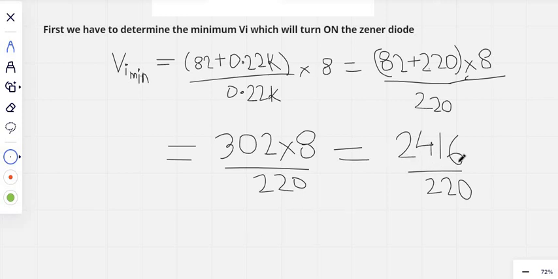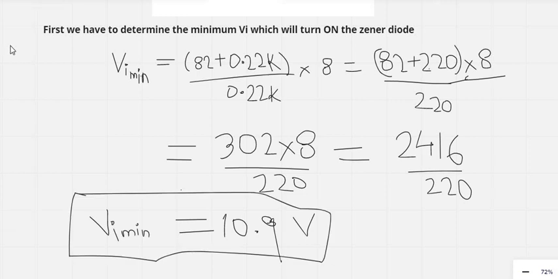This is what we get: 2416 upon 220. Use a calculator. I am using a calculator over here. And if you calculate it, it should come out as 10.9 volts. Forgive my poor writing. The Vi minimum is 10.9 volts. Now let's calculate the maximum value of power supply.